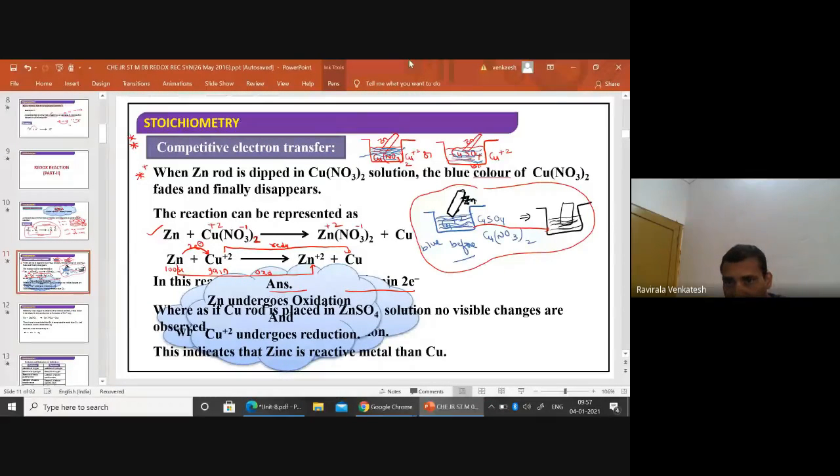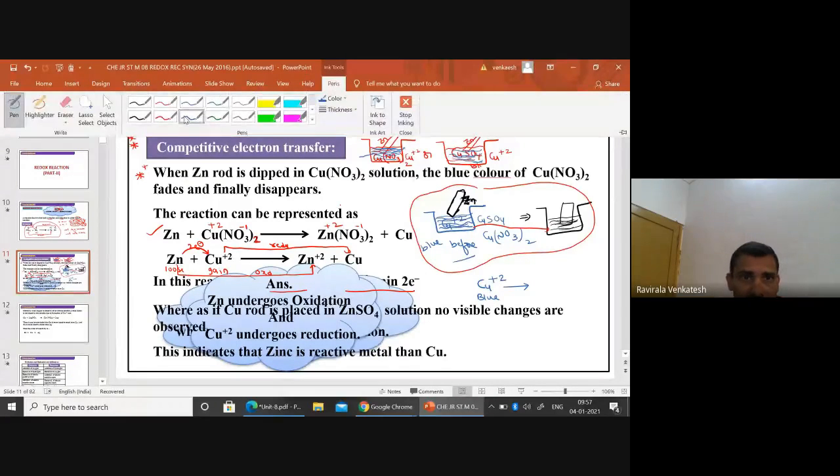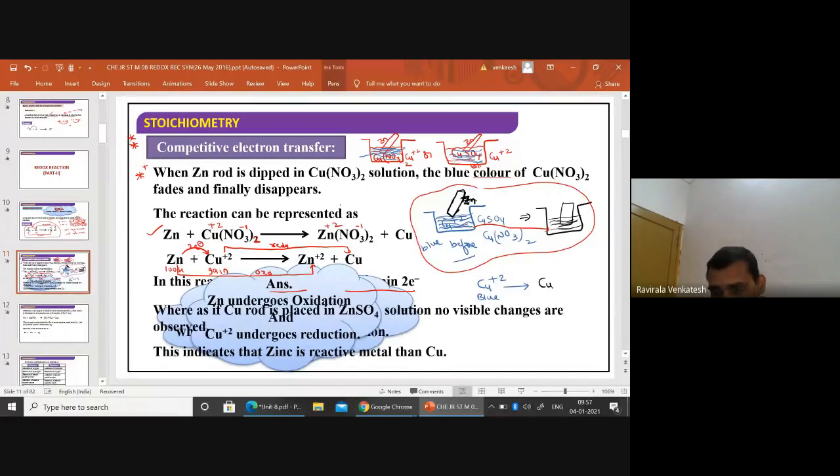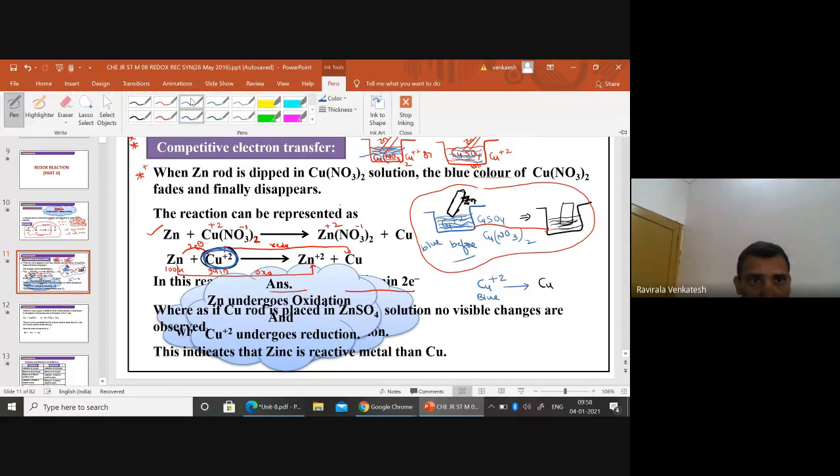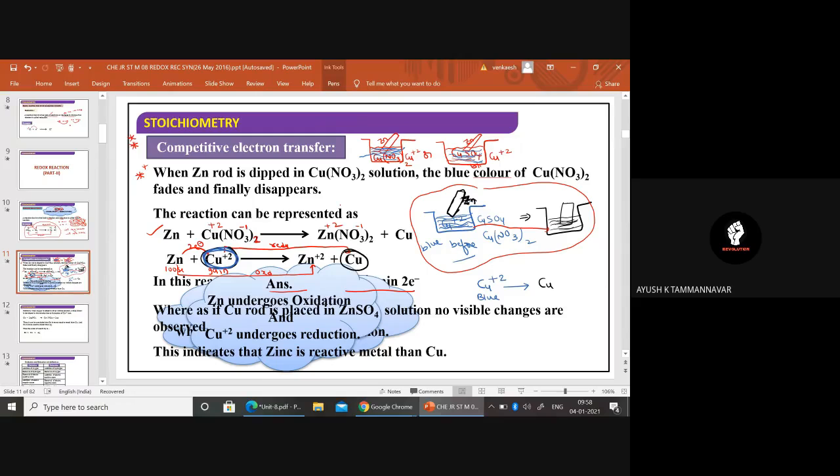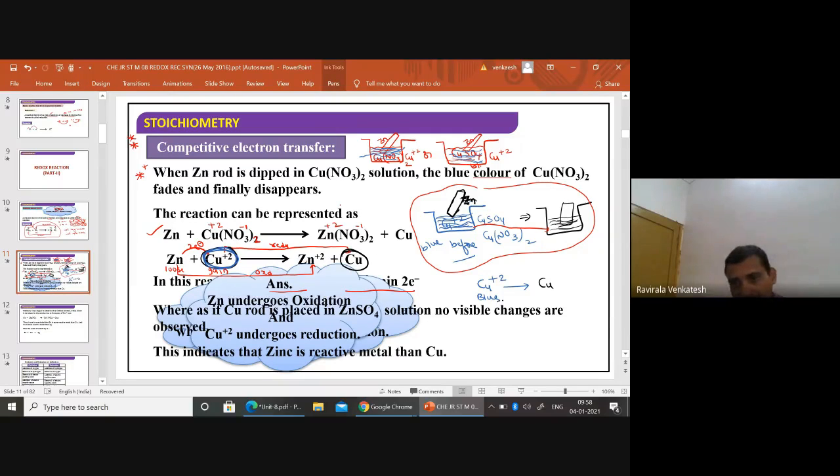Whenever you write copper plus 2, beta, it will always be which color? Blue color. But when you write copper, that is not having the blue color. It's a colorless compound. So in the reaction, copper plus 2 is converting into copper. So a color change is occurring here. The blue color changes into a colorless compound. Immediately you observe the fading, the losing of that blue color here.